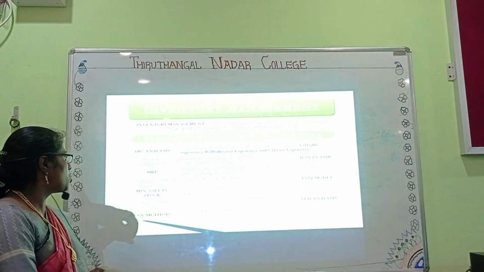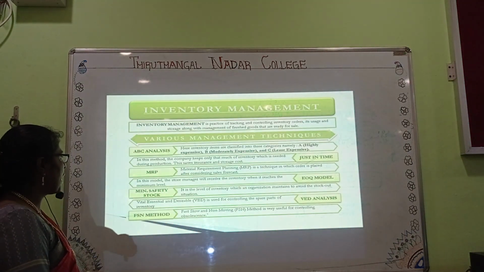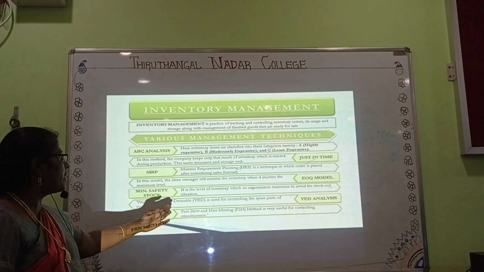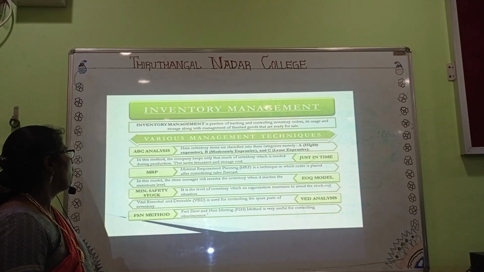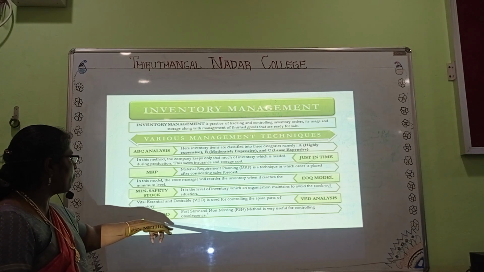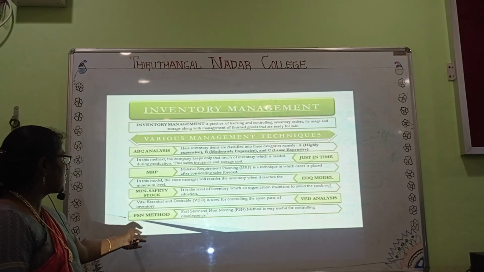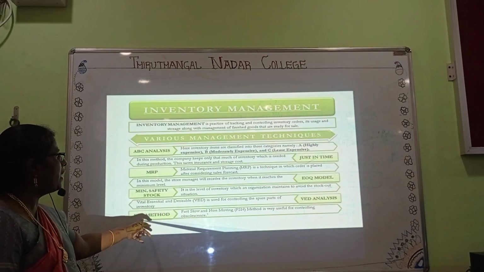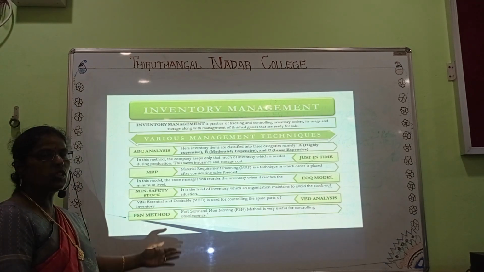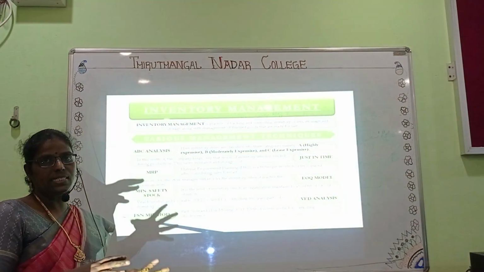Okay. So next one is VED analysis. What is this VED analysis? Vital, essential and desirable. Okay, this is called VED analysis. And the last one is the FSN method. F means fast, S indicates slow, and N means non-moving. Okay, this method is very useful for controlling obsolescence.